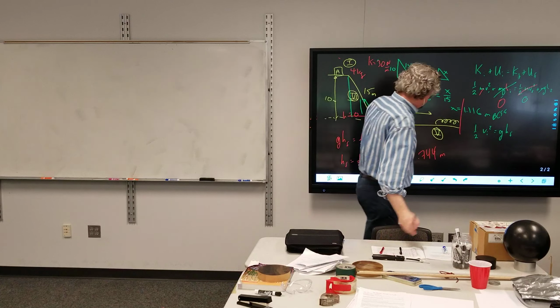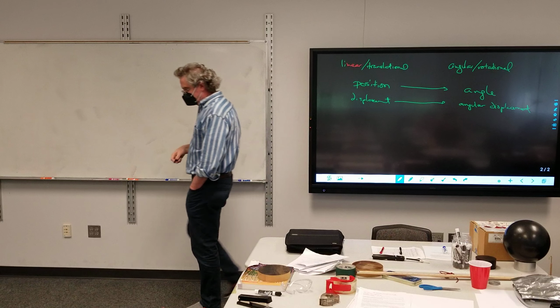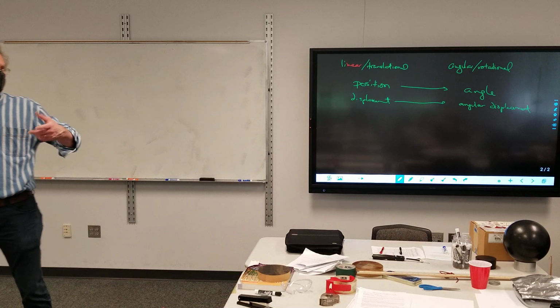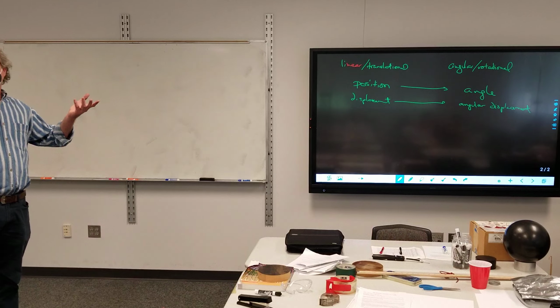But if we're talking about position, the analog over here is angle. Displacement. Angular displacement. Although the language generally doesn't, you don't see it written as angular displacement. It's generally wheels rotating through what angle does it rotate.